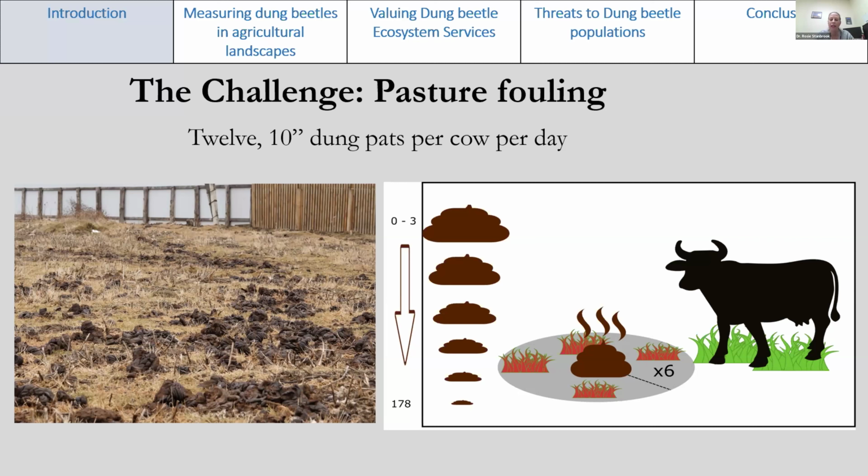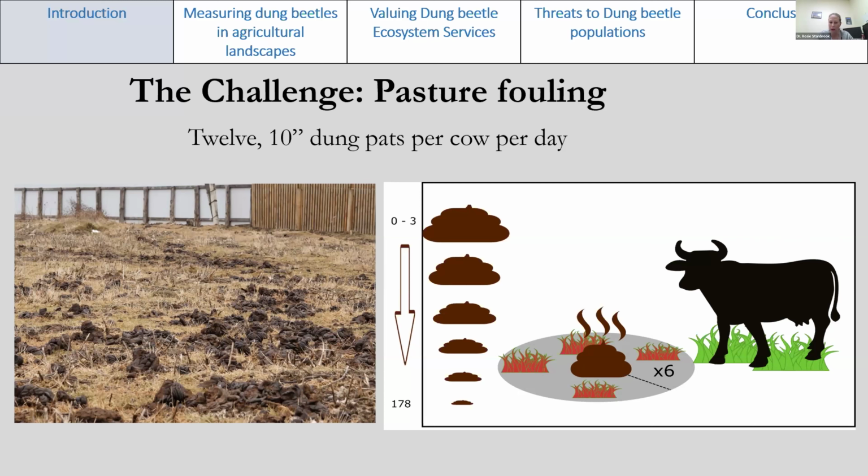Additionally, an issue is that cattle tend to avoid the area around the dung pat, so they won't graze the grass around all of the various cattle droppings on the pasture. And that area can expand to 6 times the area of the actual dung pat itself, meaning that you're losing all of the grazing and all of the forage around each and every dung pat.